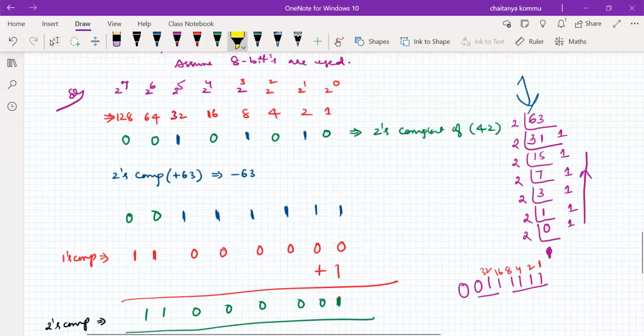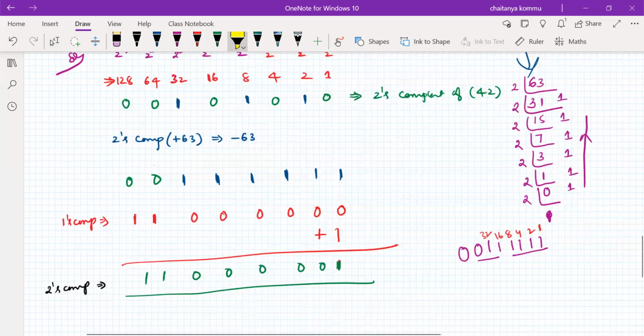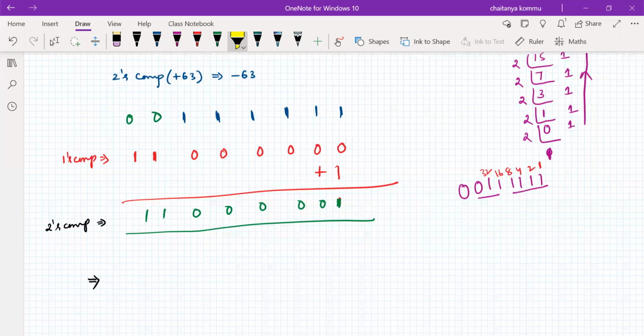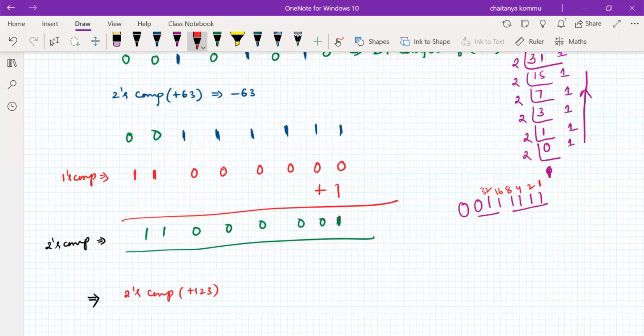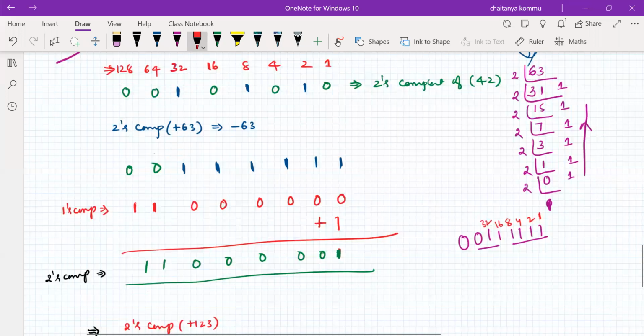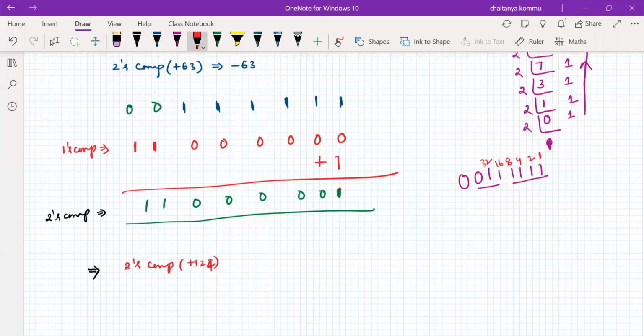But anyway, as we know, everyone knows. Sorry, please bear some time. 2's complement of plus 123. So 124 is required. So 2's complement of 124 is nothing but 124 only. Directly 124.